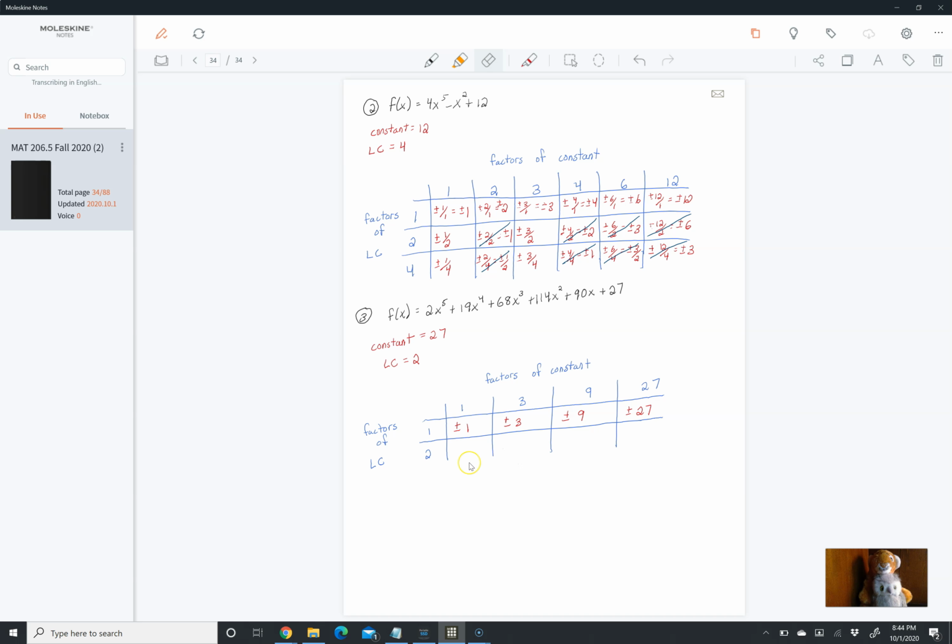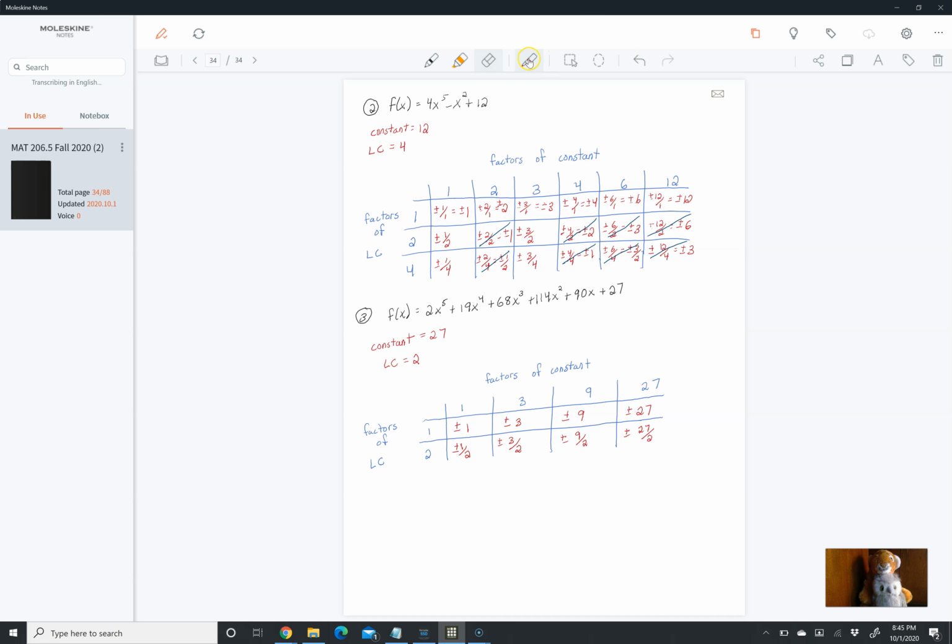Then, second row, we have plus or minus 1 over 2, plus or minus 3 over 2, plus or minus 9 over 2, and plus or minus 27 over 2. And none of those can be reduced in any way. So we actually would have 16 possibilities. Okay, so it's a lot. It's not that this is simple. This tells us one of these is a root, but we don't know which one. So we would have to try them all, and we'll talk about that in a minute.